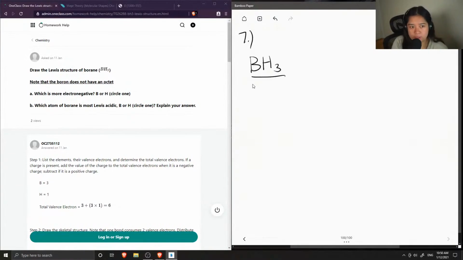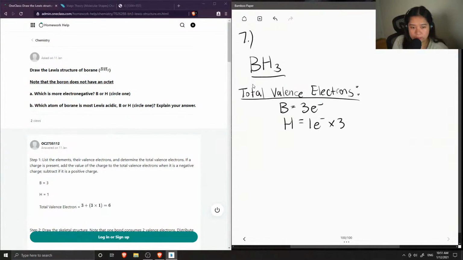So first, let's just find the Lewis structure of borane. And we do this by finding out the total number of valence electrons in the molecule. So boron has 3 valence electrons, and a hydrogen atom has 1. And since we have 3 of them, we multiply this by 3, giving us a total of 6 valence electrons.